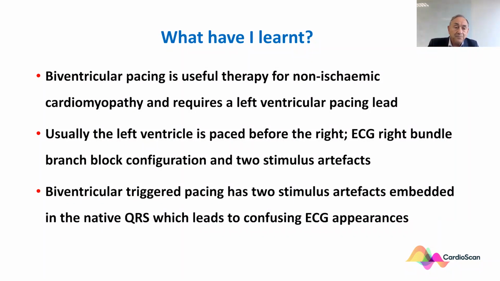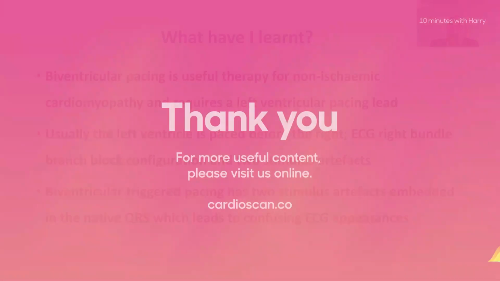So what have I learned? Biventricular pacing is useful therapy for non-ischemic cardiomyopathy and requires a left ventricular pacing lead. Usually the left ventricle is paced before the right. The ECG is showing a right bundle branch configuration and, of course, the two stimulus artifacts. Biventricular triggered pacing has two stimulus artifacts embedded in the native QRS, which leads to confusing ECG appearances.